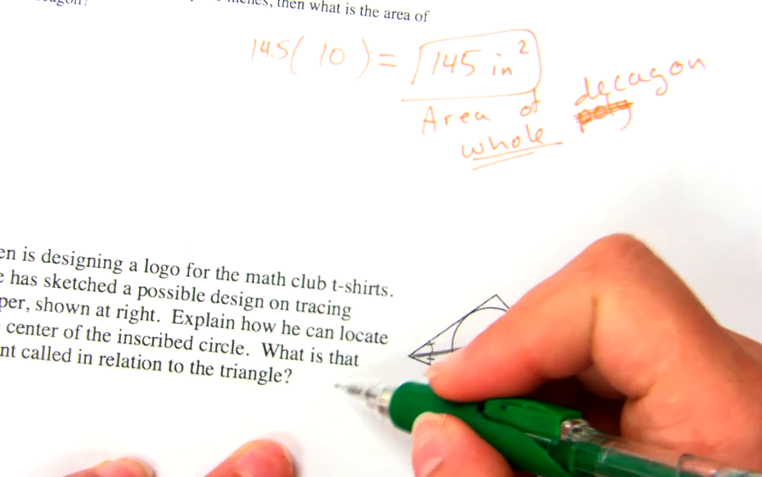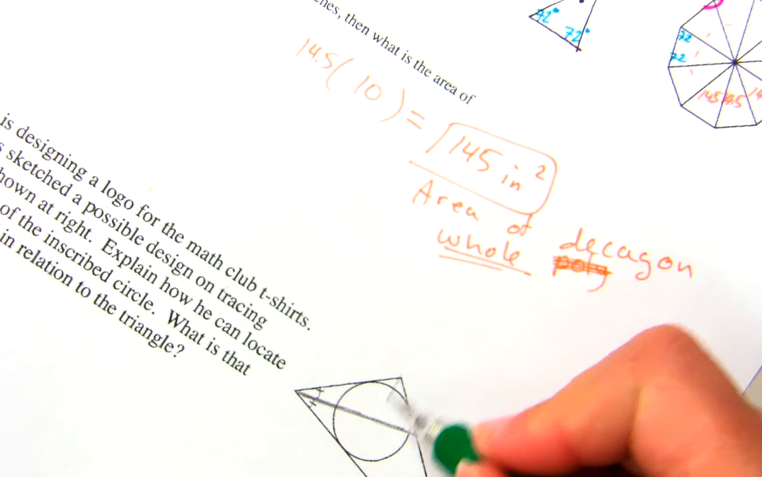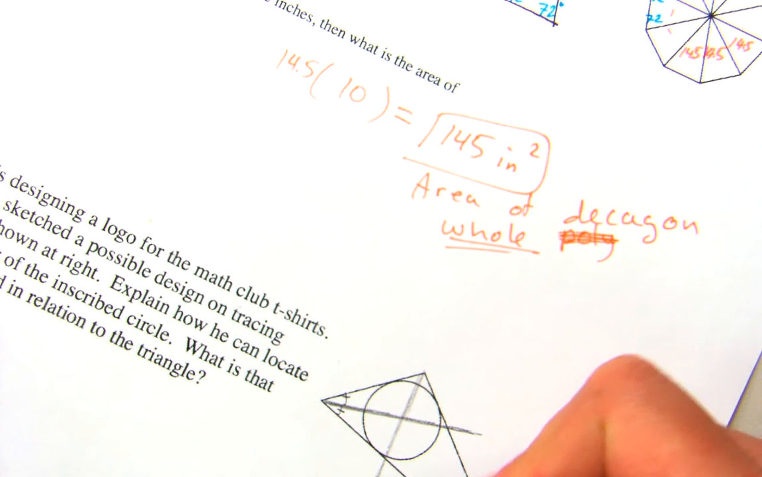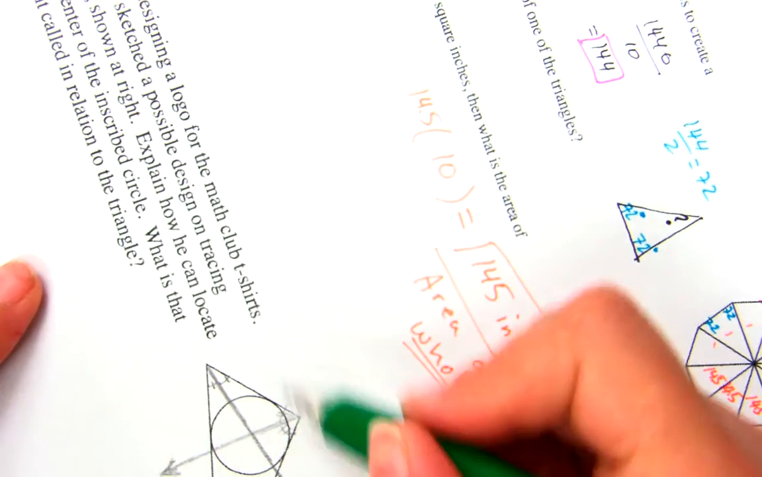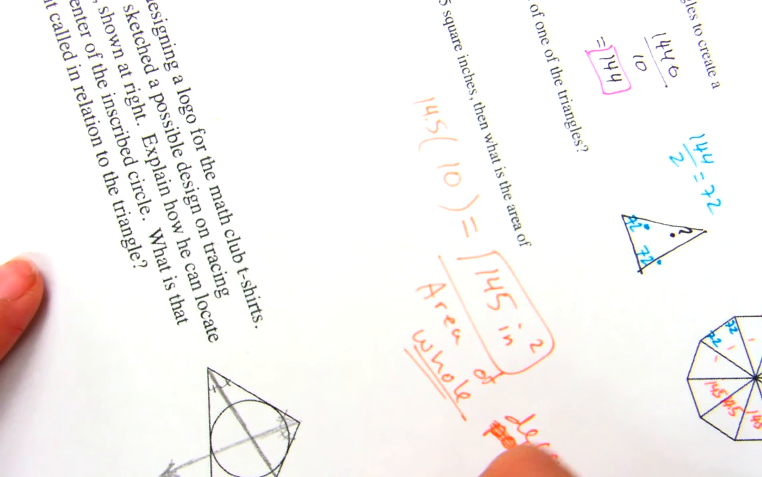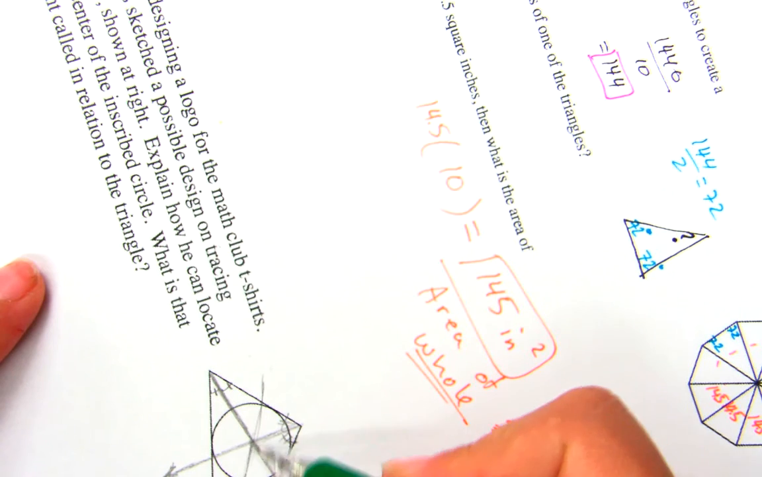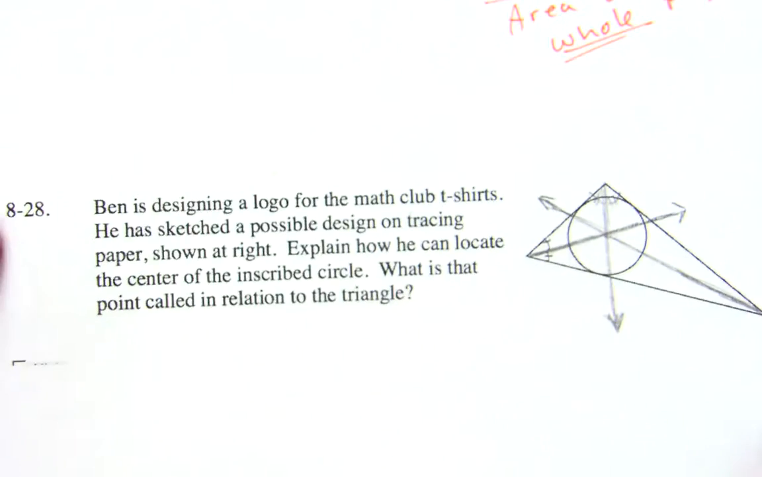Explain how he can locate the center of the inscribed circle. Oh, angle. So angle bisectors. You're basically just doing angle bisectors in all of these. And it should give you the center of the incircle. Yep, okay, there we go.